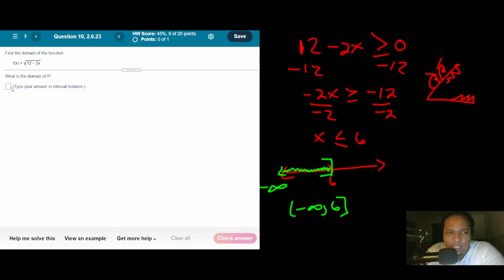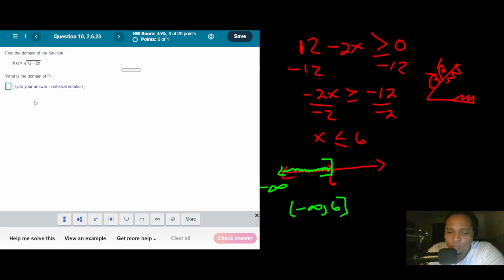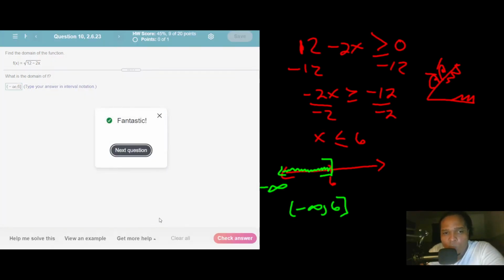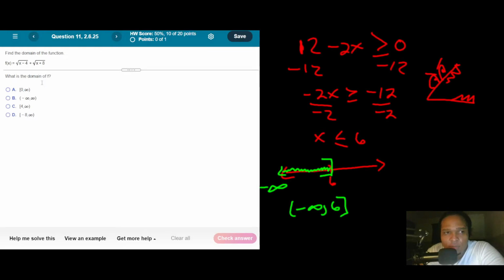So that's it. This is the interval notation. So negative infinity all the way to 6 with a bracket. Fantastic. All right, this is going to be shorter than the last one. Yeah, definitely we're going to get through this one.